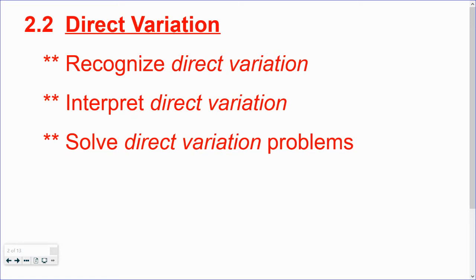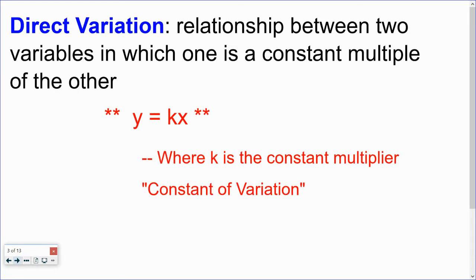Okay, today we're going to start talking about section 2.2, direct variation. The topics that we're going to work on are recognizing what direct variation is, interpreting direct variation, and solving direct variation word problems or problems. Direct variation is something that you all are familiar with, believe it or not. And there's also a tie-in to what we did in Algebra 1. So that may help us a little bit, but it does take us a little while to figure out what it is.